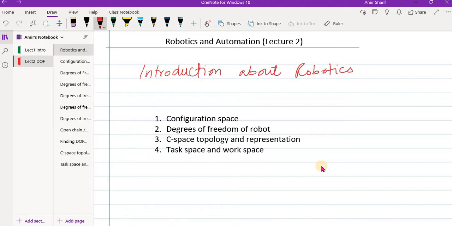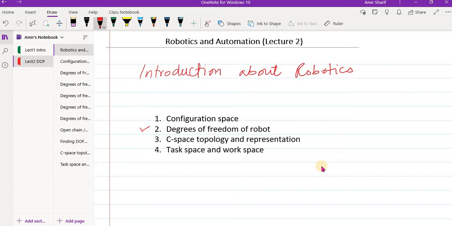In today's lecture, we shall talk about configuration space. We shall see what is a configuration and what is a configuration space and how it is useful for industrial manipulators. And after that, we shall learn about degrees of freedom of the robot. We shall see degrees of freedom of a rigid body and how we can calculate it. And then after that, we shall learn how we can calculate the degrees of freedom of a robotic arm.